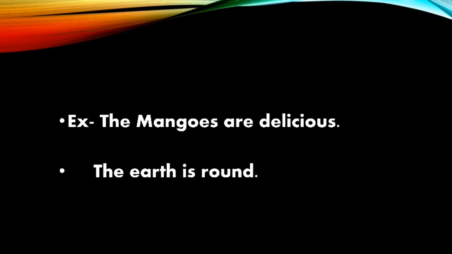The mangoes are delicious. Earth is round. Again, is is connecting the subject, the earth, with the rest of the sentence. So it is also linking, right? Because the other part of the information can only be linked with this is. Without it we cannot use the sentence "the earth round", it is not making sense. So is is necessary to connect the subject with the rest of the information. That's why it's a linking verb.